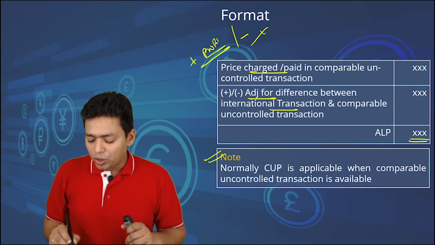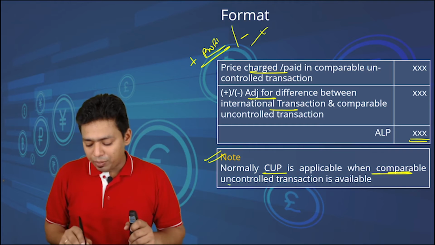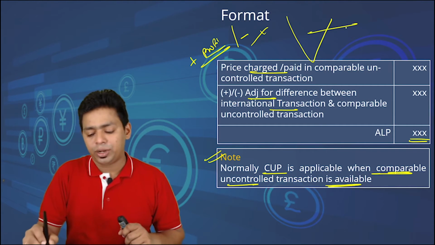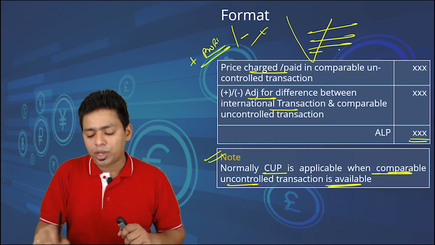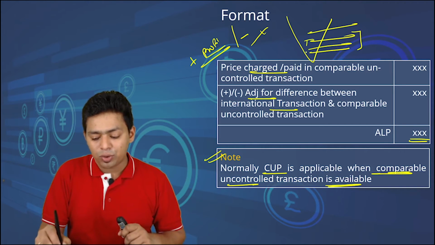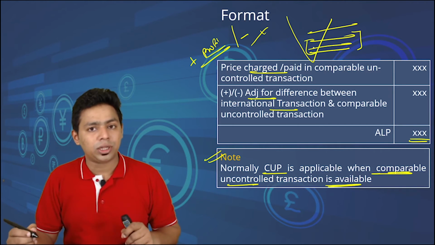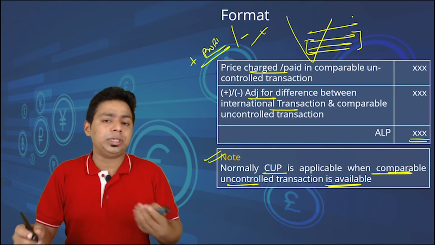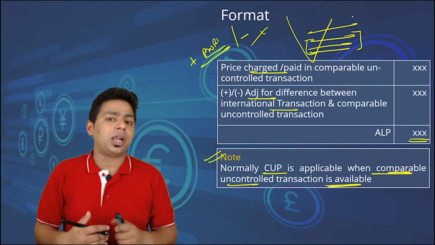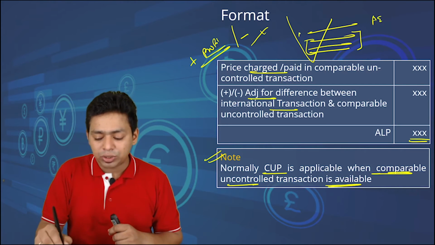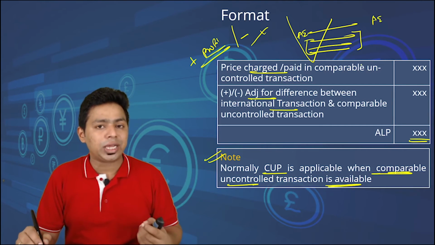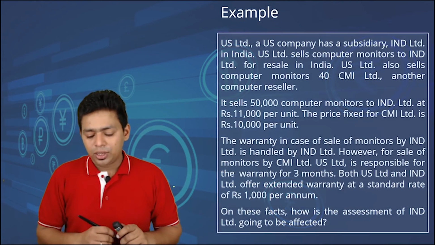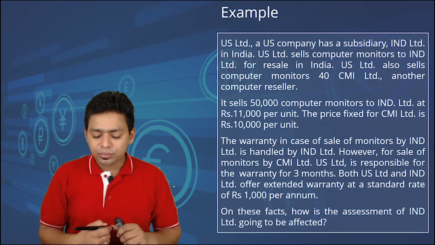Note, normally the CUP method is applicable when a comparable uncontrolled transaction is available. Obviously, when you are doing transactions from India or outside India, there have to be comparable transactions available. Then only you can apply the comparable uncontrolled price method. If you are doing a unique transaction, obviously there won't be any comparable transaction, or if you are exclusively doing business with the AE and there is no unrelated party transaction, in that case you cannot apply this method.